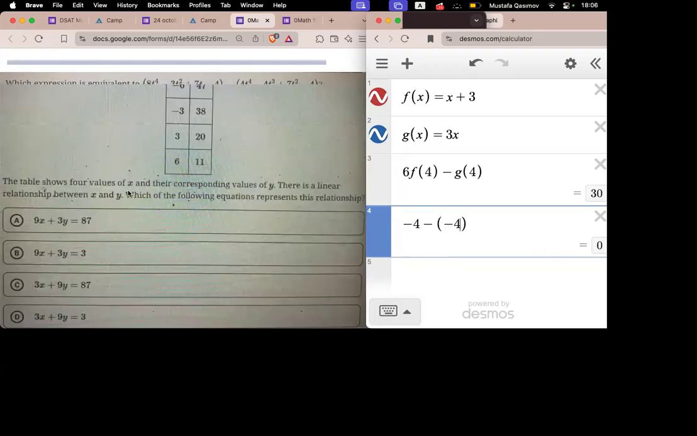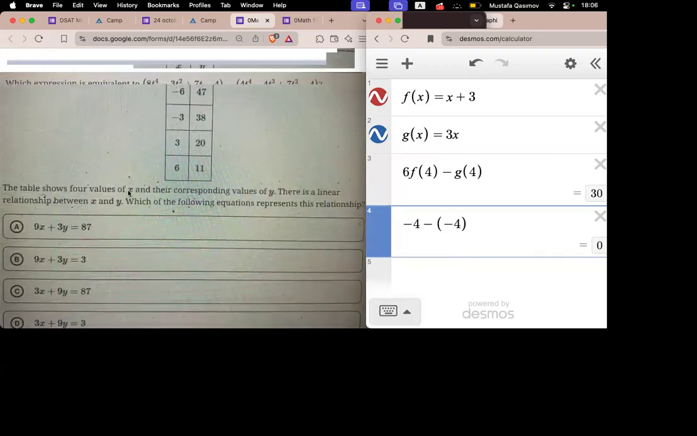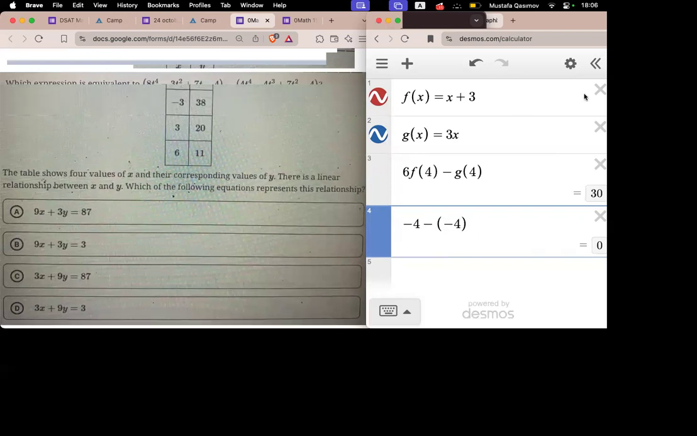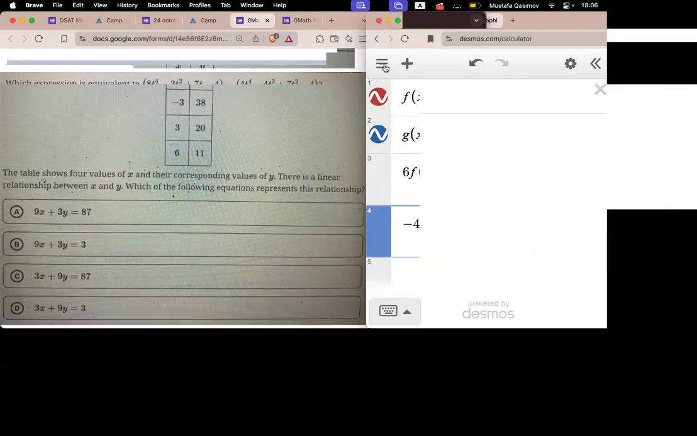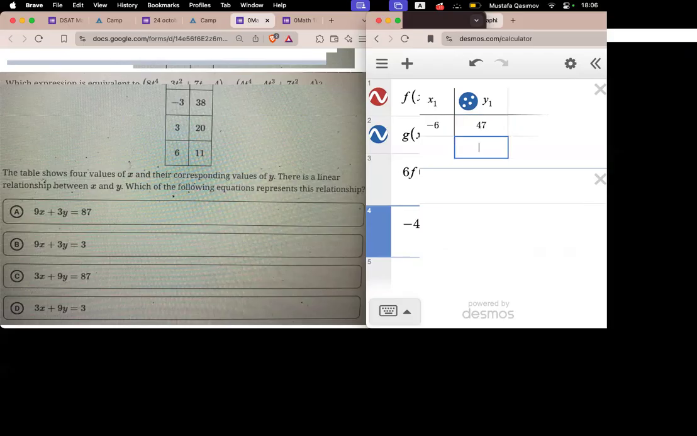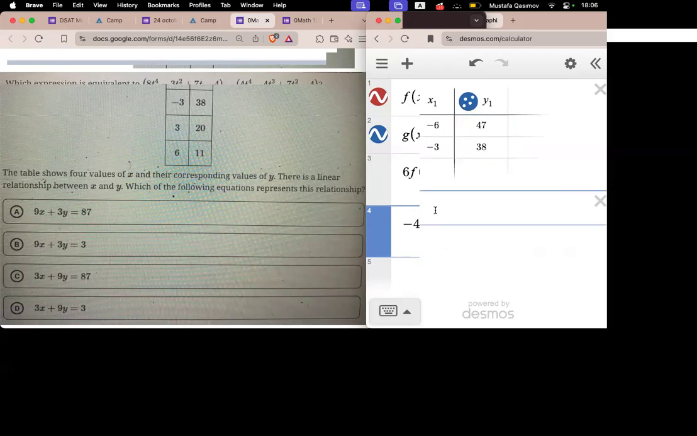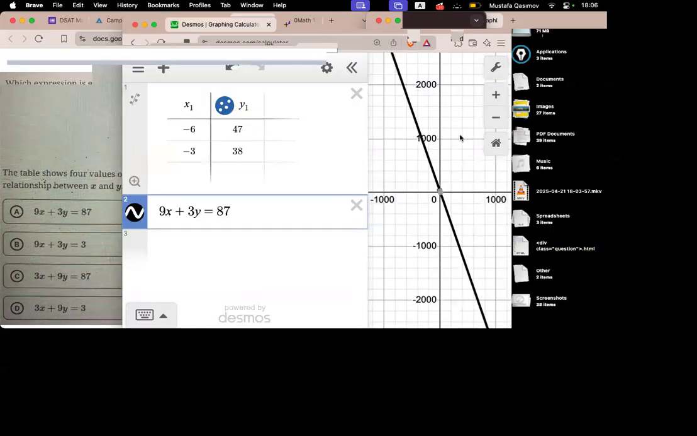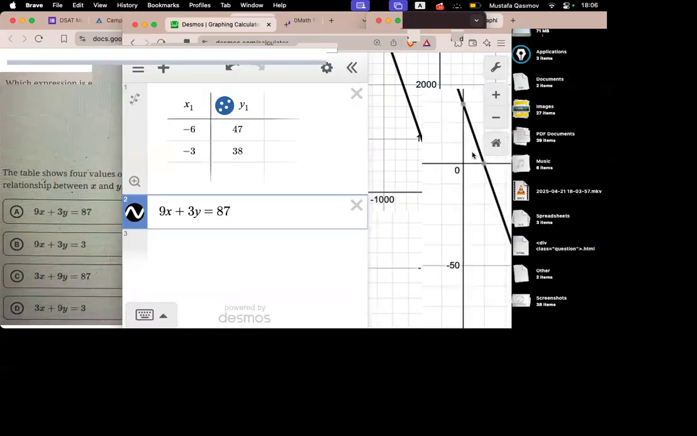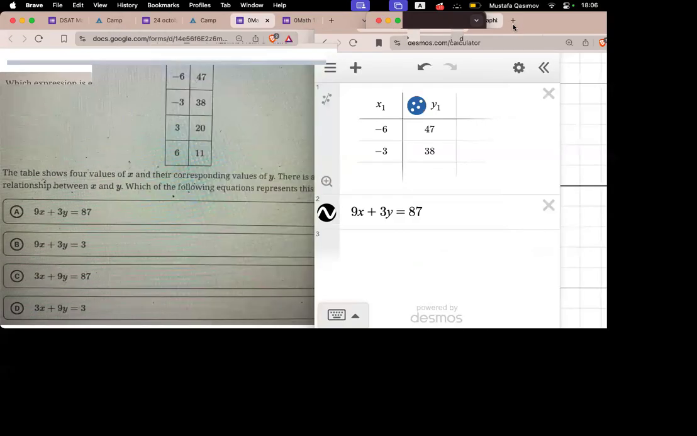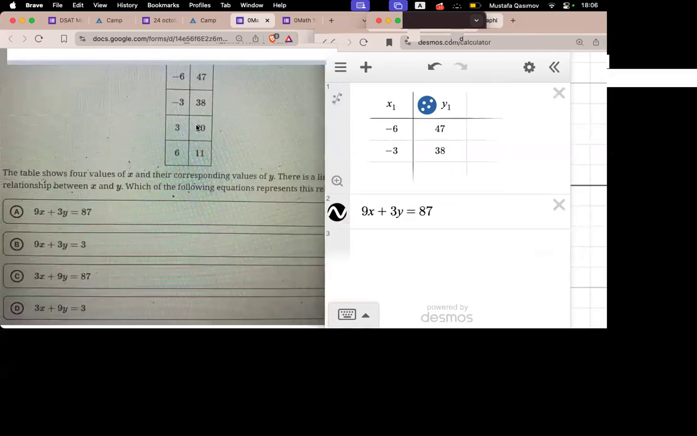Okay, let's move on. You can write it as decimals, then you can find the answer. Create a table. If you write two of them, it is enough, by the way, because it's a linear function. It is correct. So the answer is A, because A passes through both of them.